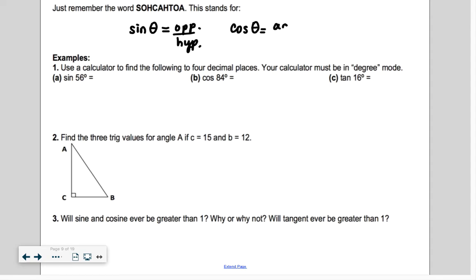All right, so cosine is adjacent over hypotenuse, and tangent is opposite over adjacent.